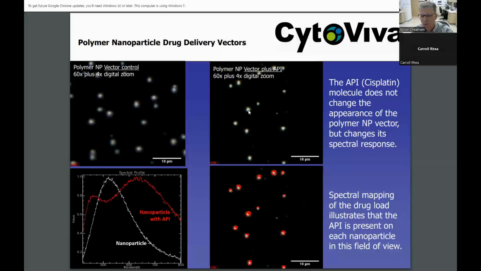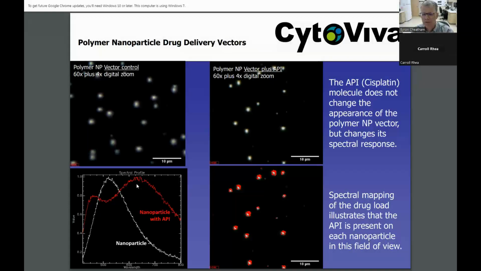But what I need to do is understand how well I'm able to functionalize, in this case, the polymer nanoparticle with the cisplatin. And one of the ways that I can confirm the efficacy of the functionalization is with Darkfield Hyperspectral Microscopy at the individual nanoparticle level.